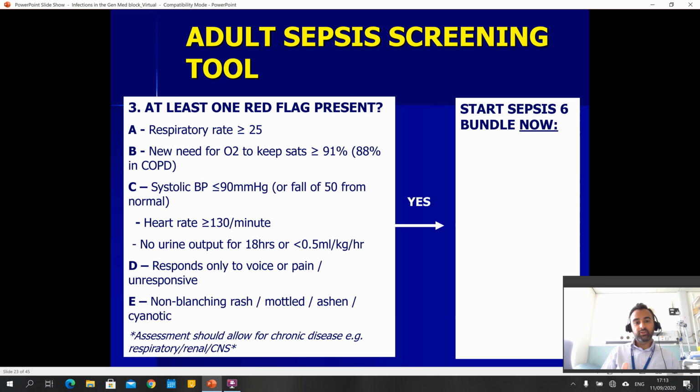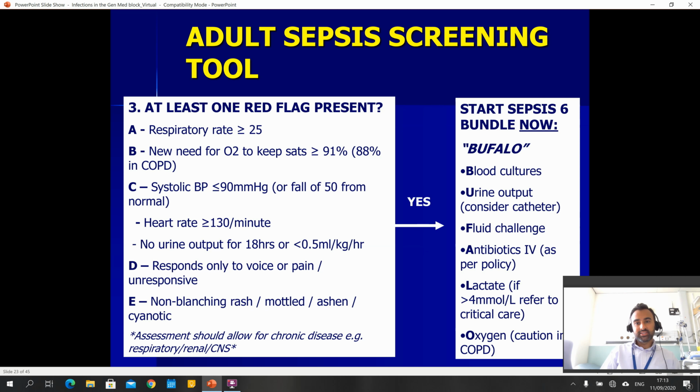And if they've got any one of those features, start the sepsis 6 bundle, definitely within an hour, but as soon as possible. So you might remember this in different ways. You may remember this as measure 3, give 3. I've used buffalo here. So 6 things. Take blood cultures, measure a lactate, and measure urine output, and give a fluid challenge, usually with a 500 ml bolus of normal saline or Hartmann's. Give broad spectrum antibiotics as per your trust policy. In UHL, it's meropenem. And also give oxygen if it's needed, not always needed in every case.